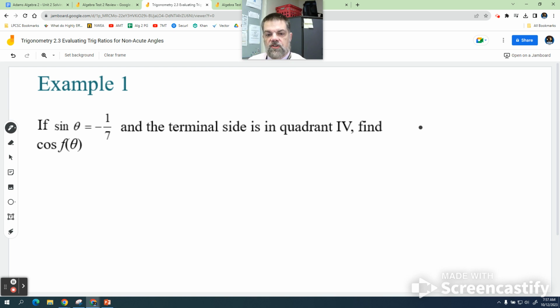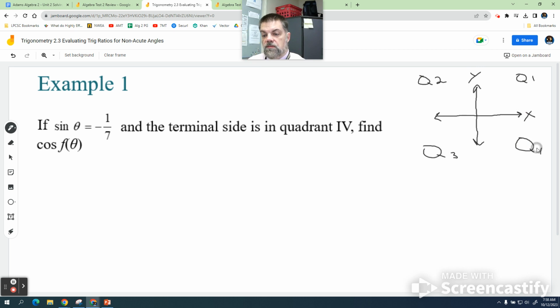Cosine is a function of theta. So what we need to do is just draw our xy plane. And then remember, this is quadrant 1, this is quadrant 2, this is quadrant 3, and this is quadrant 4. So it lives over here somewhere.